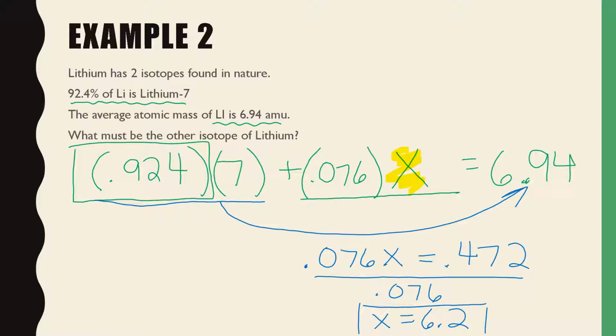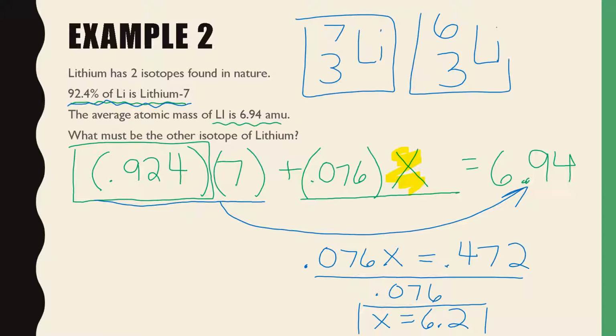And if we wanted to write this in another notation, we could say 6/3 lithium. And if we wanted to write this one in another notation, we would have 7/3 lithium. So those will be our 2 naturally occurring isotopes of lithium.